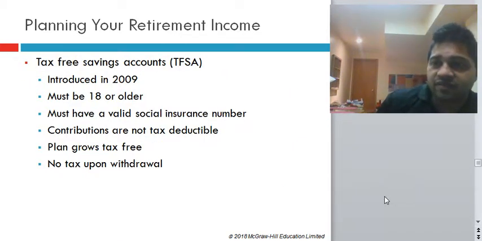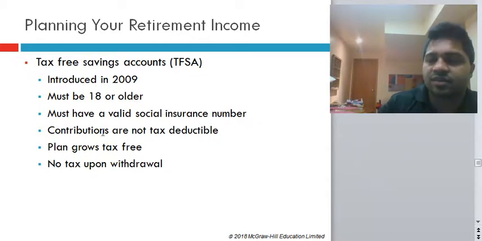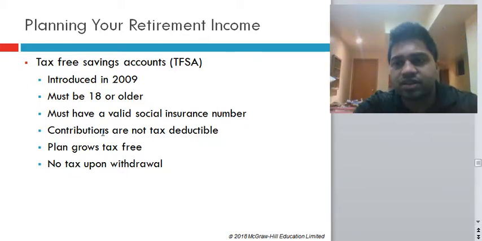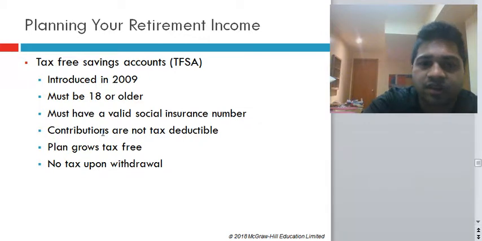Another way of saving is a tax-free savings account. Tax-free savings accounts were introduced in 2009. You must be 18 years or older to start one. The biggest advantage is that whatever you invest grows tax-free. So even if I invested 100,000 in some stocks and put it in a tax-free savings account and it goes to $1 million, I don't have to pay tax on that.